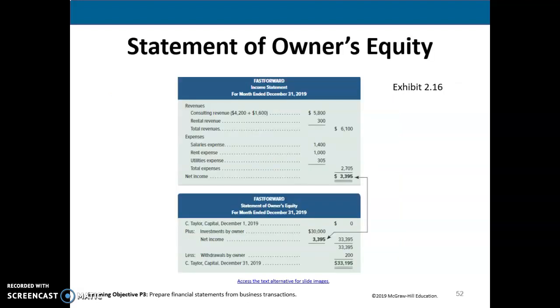All right, fast forward. The statement of owner's equity is the second part in this slide. It shows the beginning balance of 0, plus the owner investment of $30,000. We have $3,395 that came from this income statement. We had $200 worth of withdrawals, and that gives us an ending owner's equity balance of $33,195. So the beginning capital balance is rarely 0. It's only 0 when you start the business, and that's because you haven't put anything into the business yet. There's been no investments.